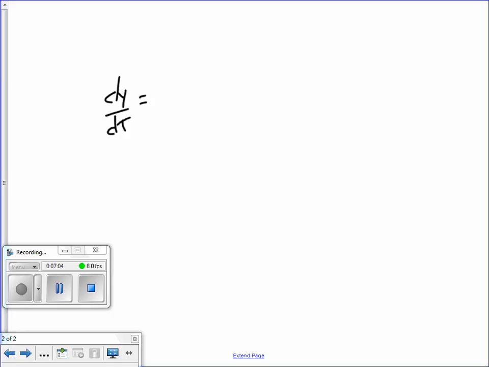dy/dt equals the change in the moose population is 10% of the current population. The number of moose being born is 10% of the current population. So y is the current population, and this is the change. So the change in the population is 10% of the current. So I want this to be just 0.1. dy/dt equals 0.1y. Okay, that's 0.1. That's my k.